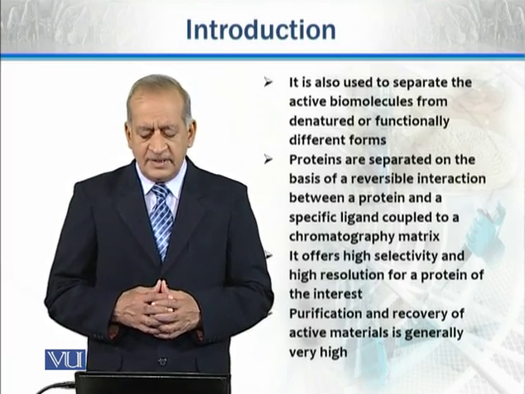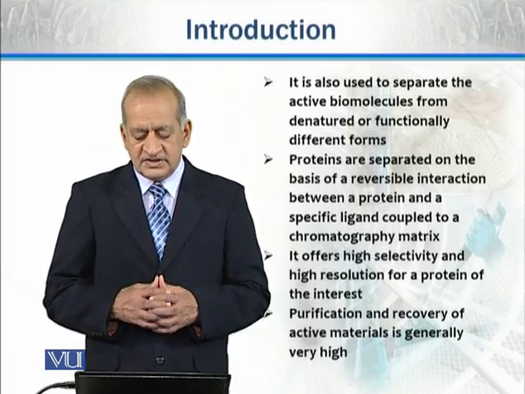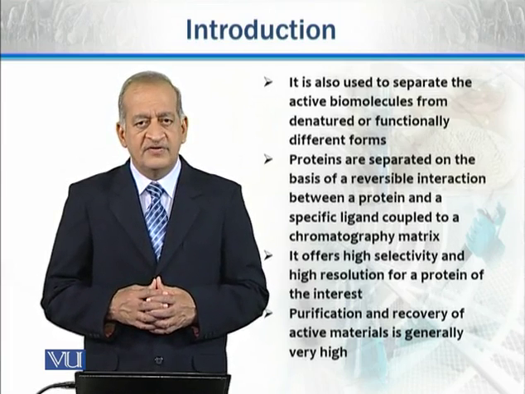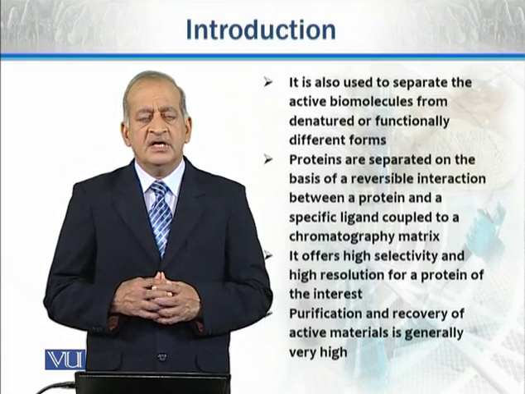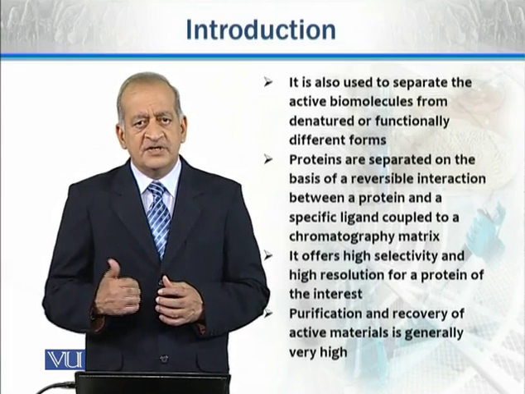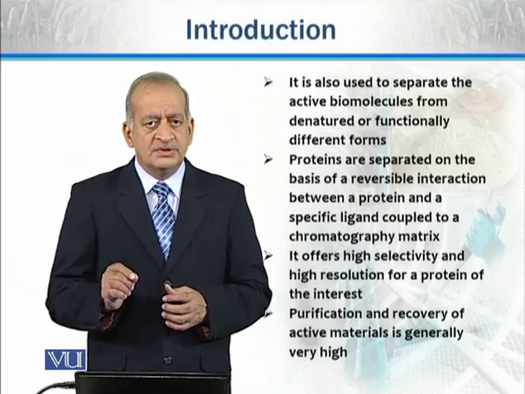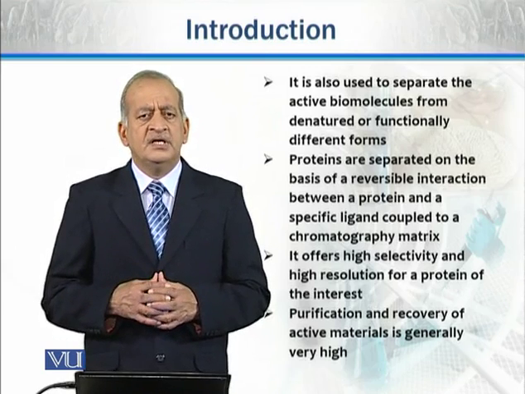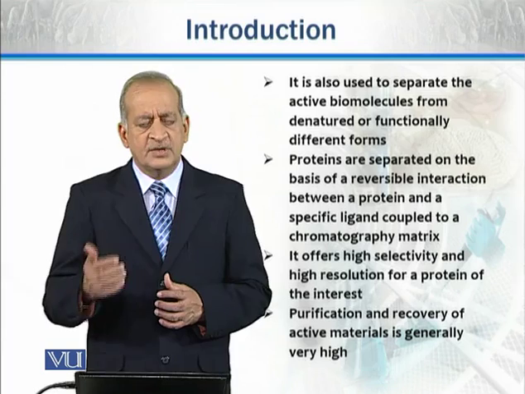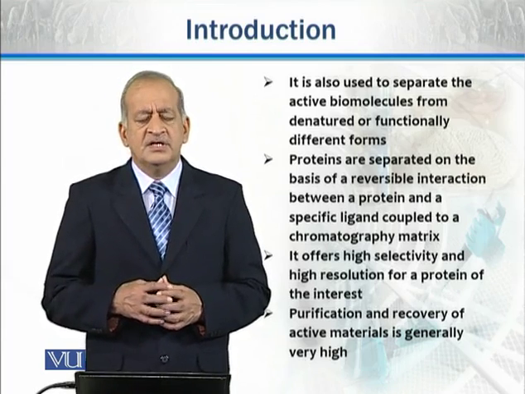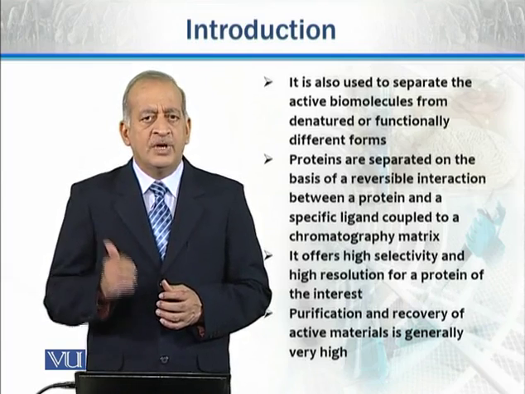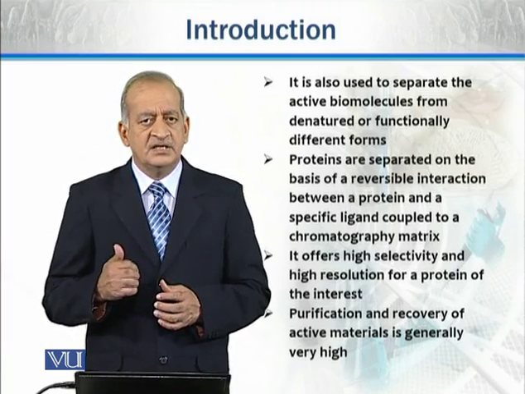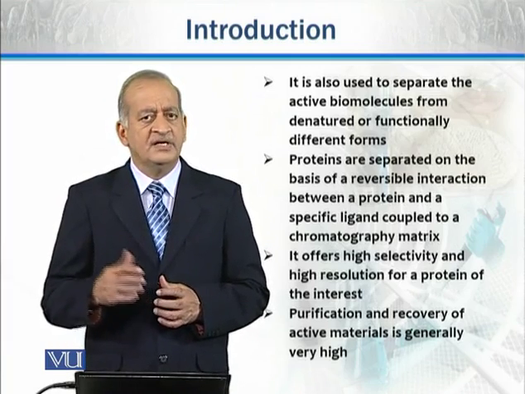And proteins are separated on the basis of reversible interaction between a protein and a specific ligand coupled to a chromatographic matrix. I have already mentioned that when the rest of the components pass through the column, the compound bound with the ligand is separated when the conditions are changed. For example, pH, for example, ionic strength, are changed, and in this way the bound ligand gets separated from the stationary phase, and then it passes out from the column and can be collected.